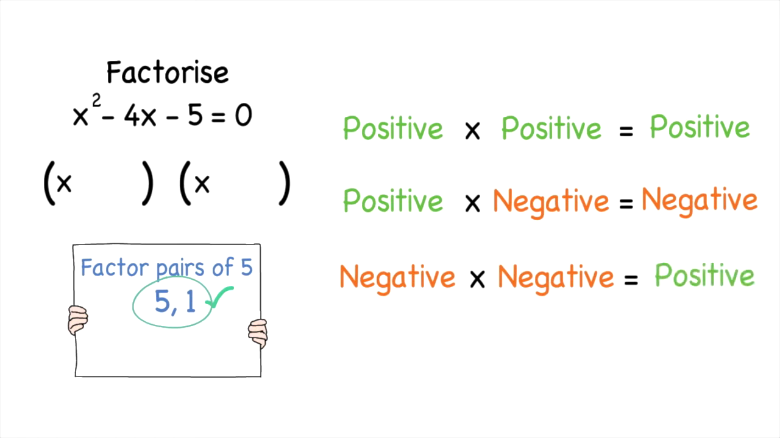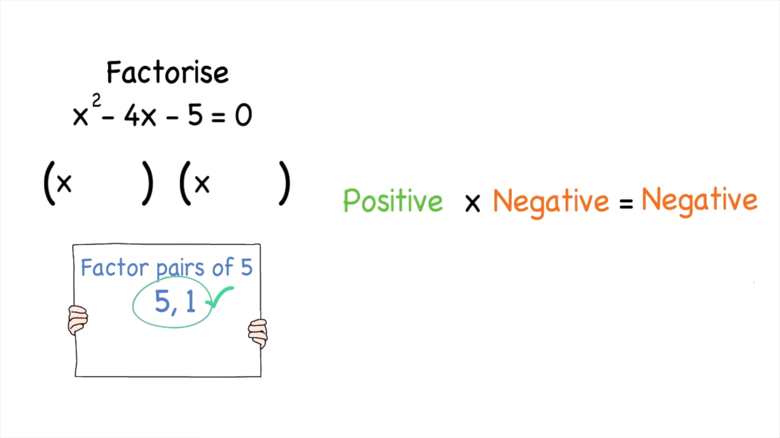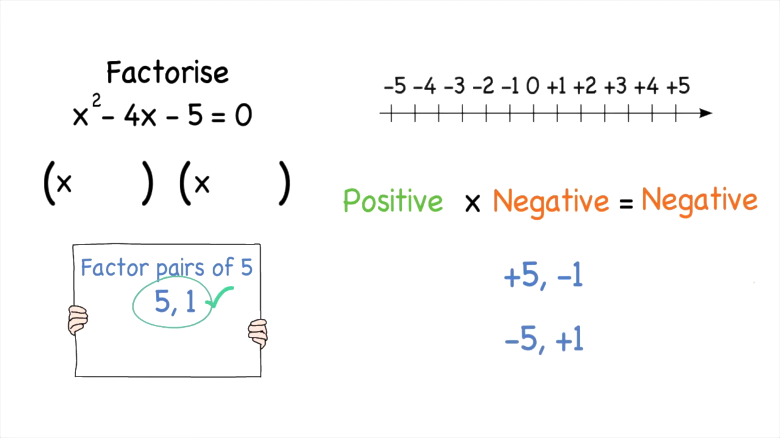So the only possible way of getting a minus 5 when I times these two numbers together is if I make one of them positive and one of them negative. The key now is to figure out which way round this has to go so that I end up with a minus 4 when I put them together. If I start with a positive 5 on my number line and I take away 1, I end up with a positive 4, so that's not what I want.